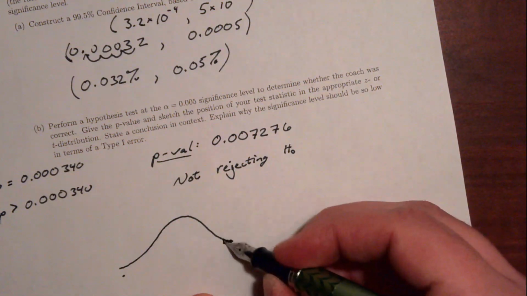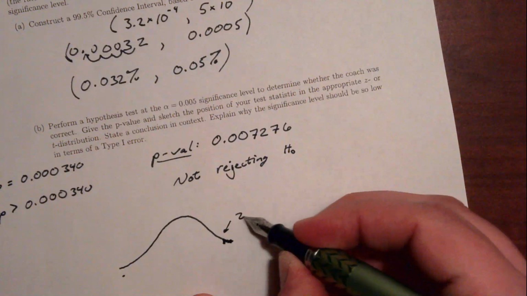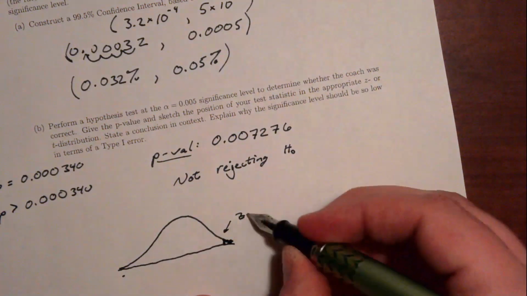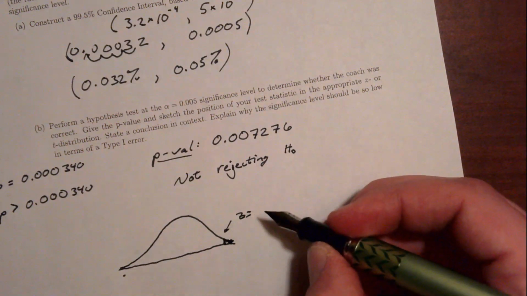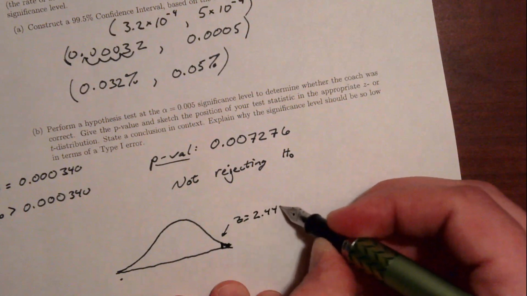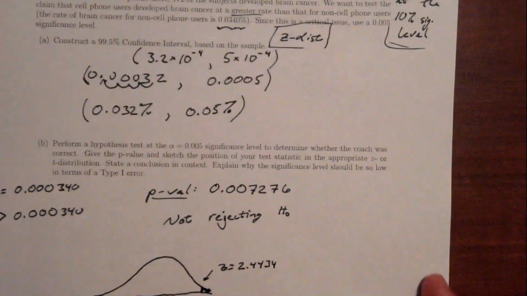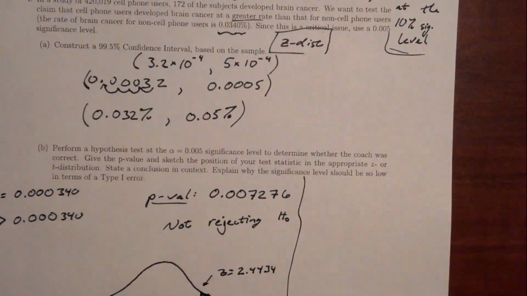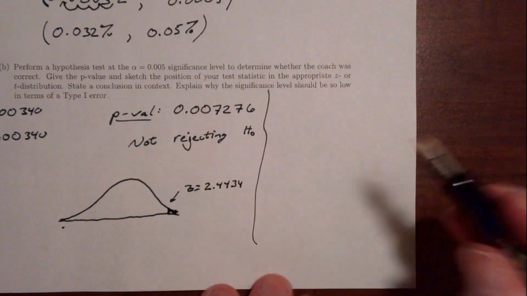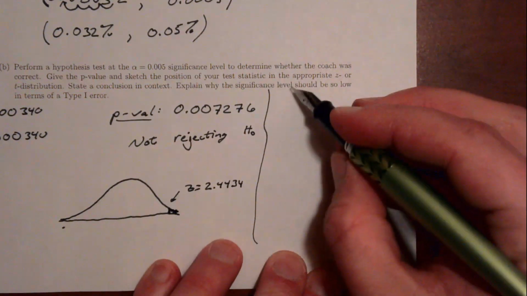And this was a Z distribution, so it's going to be a Z. And the calculator says Z is 2.4434, which is going to be on the right because it's positive, as we can see. All right, we did not reject the null hypothesis. What that means is basically that there was not statistically significant evidence. So, not at that level anyway.